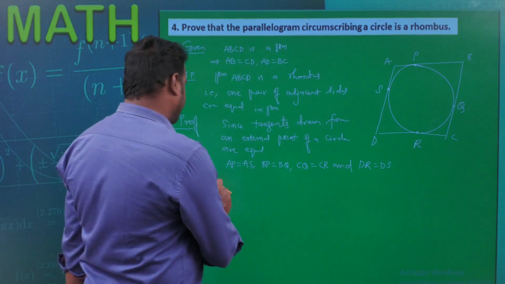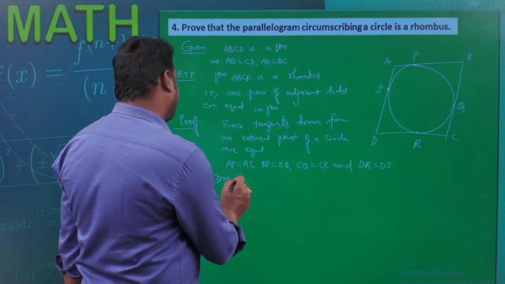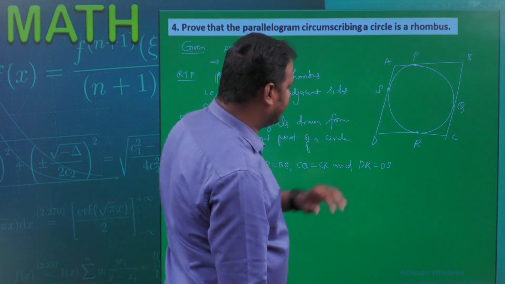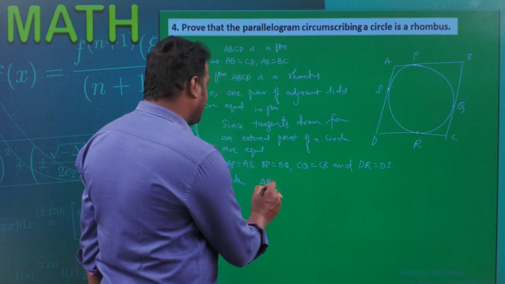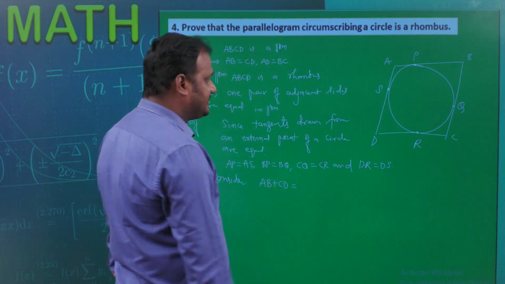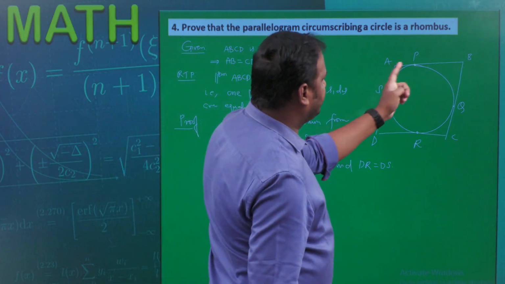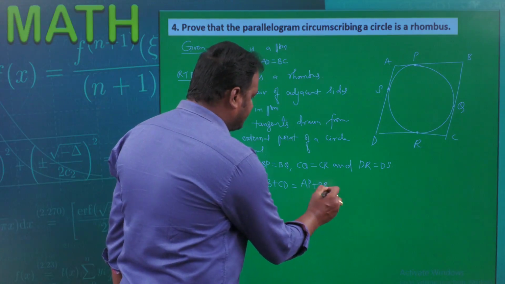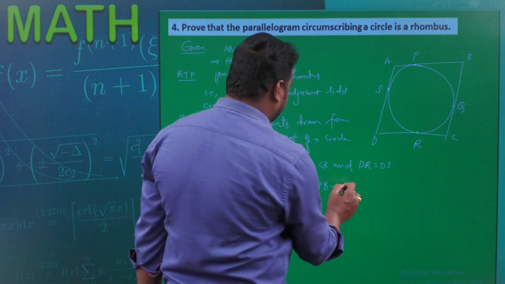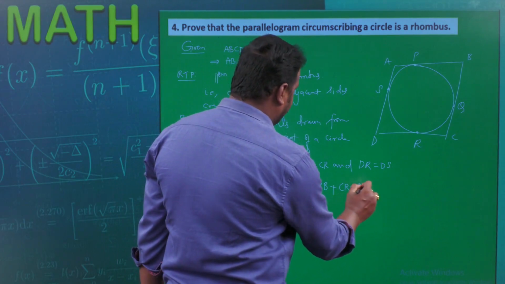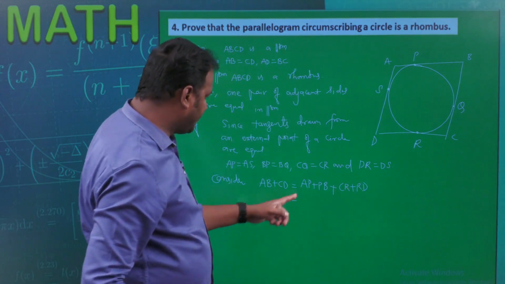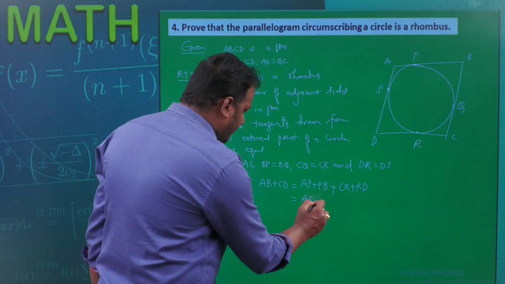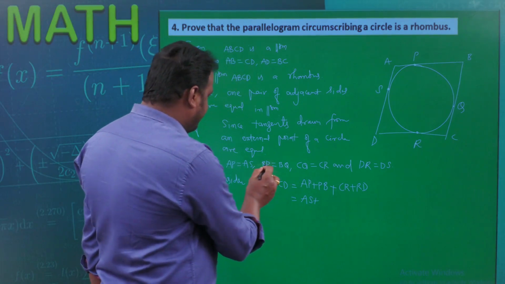What am I supposed to do here? Consider the sum of opposite sides, that is AB plus CD. How can I write this AB? AB can be written as AP plus PB, and CD can be written as CR plus RD. Now you see clearly, instead of AP, I can write AS. Instead of PB, I can write BQ.